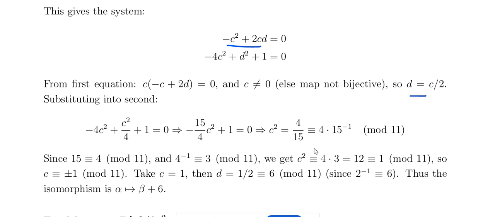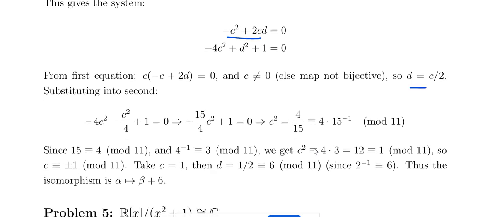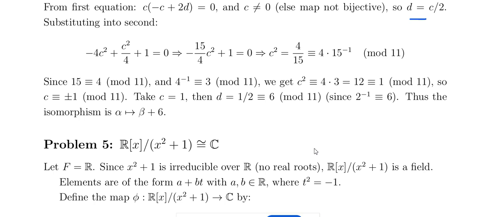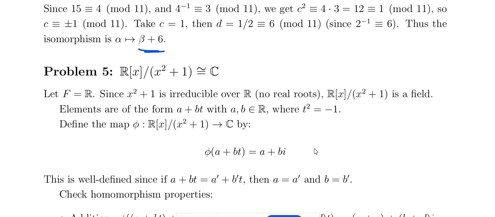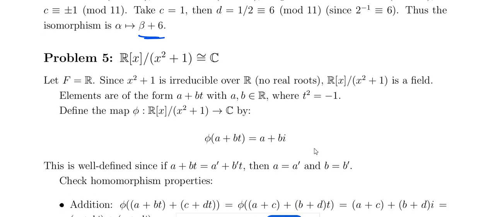The isomorphism alpha to beta plus 6, the c, we will find out together. That is, the isomorphism is alpha tends to beta plus 6. That is, define the mapping. The mapping looks like this. The isomorphism exists. The same way, R of x by x square plus 1 is isomorphic to C.